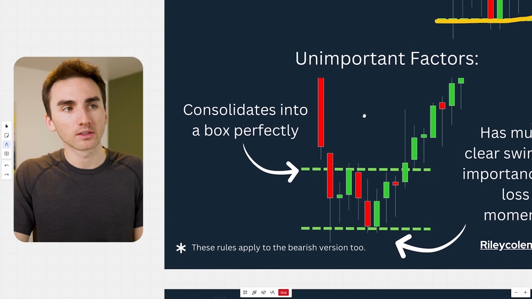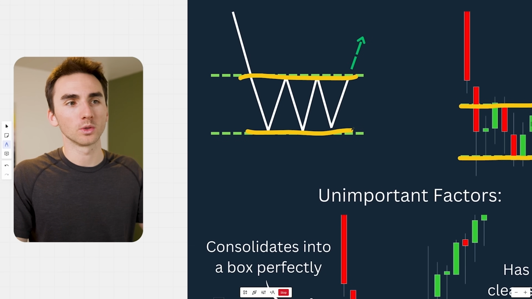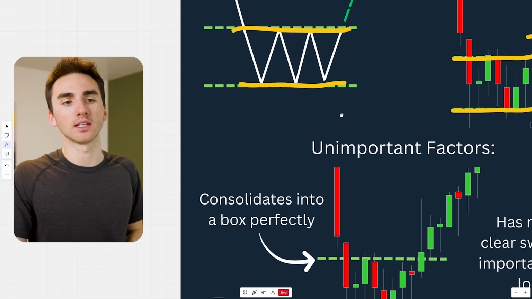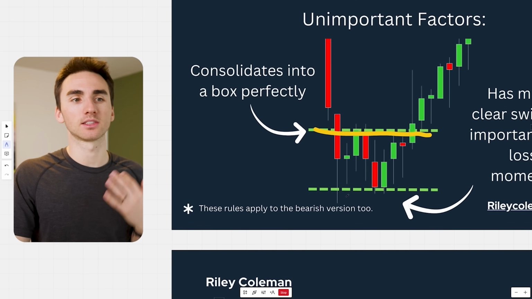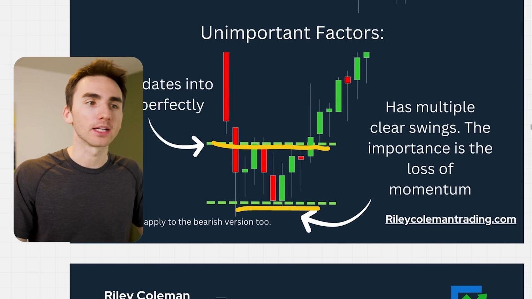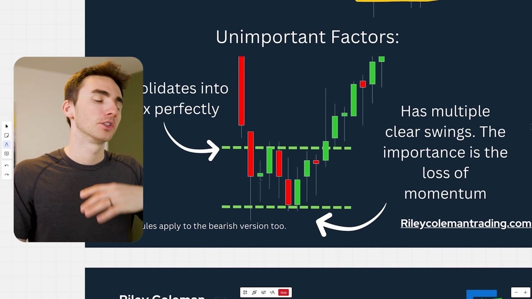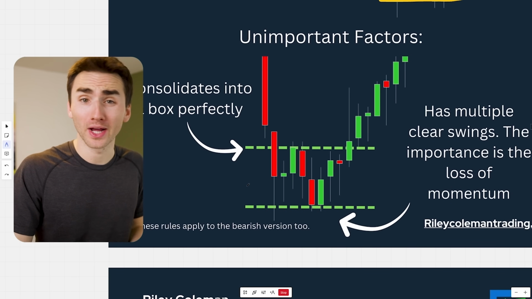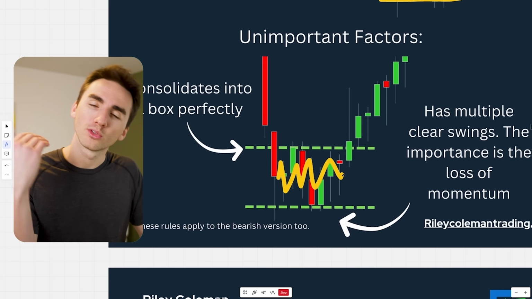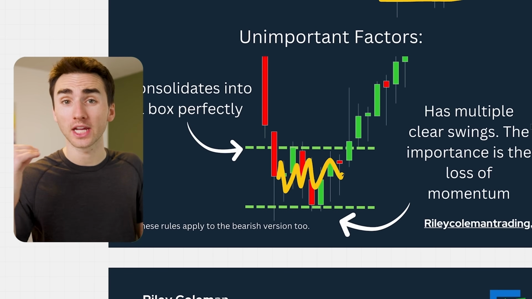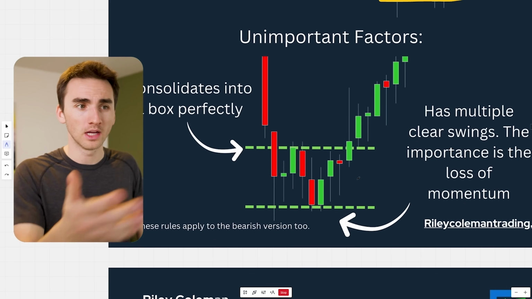And then some unimportant factors is that it consolidates in a box perfectly. It doesn't have to be where the lows and the highs are perfectly flat and even in a nice little range. It can be all over the place a little. The main thing is that it's sitting in somewhat of a range. Compared to the head and shoulders, you don't need clear swings in here. You can kind of see their swings, but again, just looking at it with almost blurred eyes is a good way to sometimes think about it. It's just kind of sitting there and chopping around. You don't need to read into every little movement of each candlestick all the time.